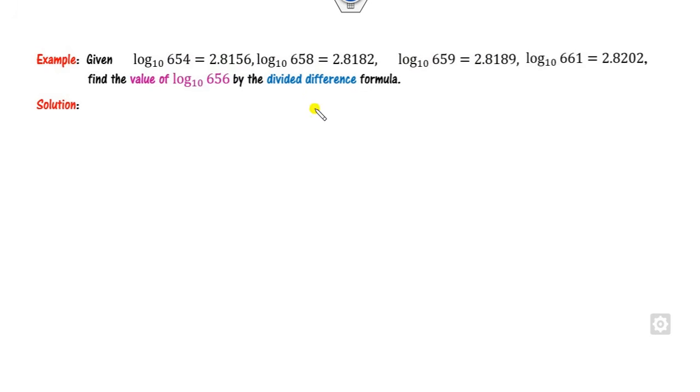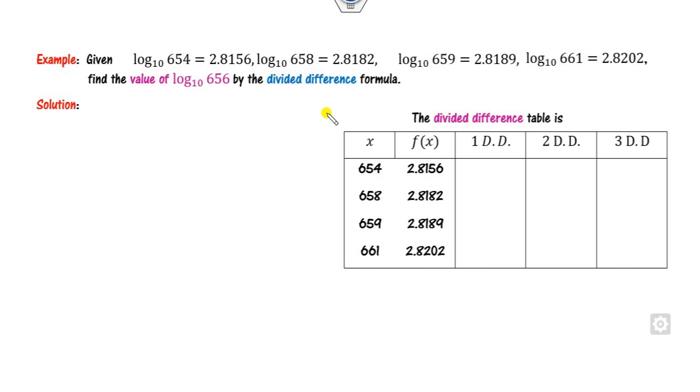Okay, look at this another one. You have to find it using the divided difference formula. We have already solved the same example with the Lagrange interpolation formula, but in this case we have to find the divided difference. We can make a table, starting with the lowest values here, and we can find this table.